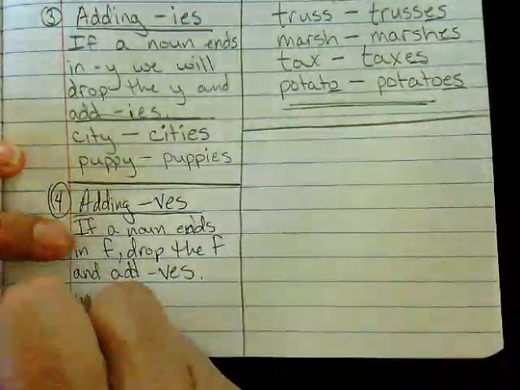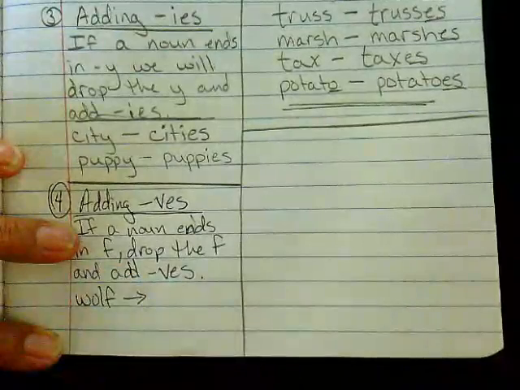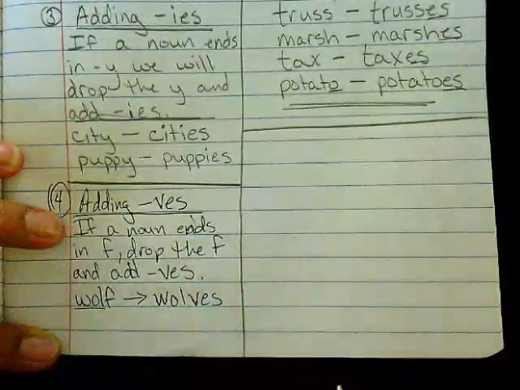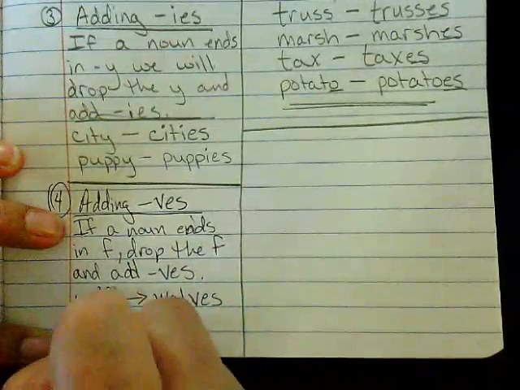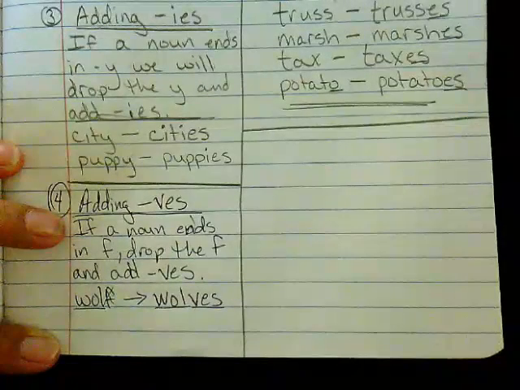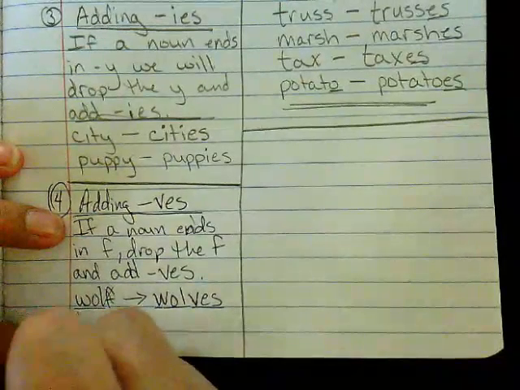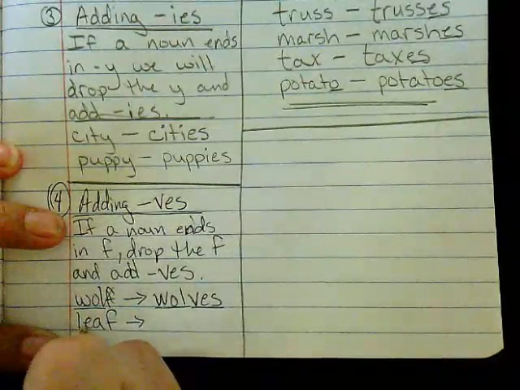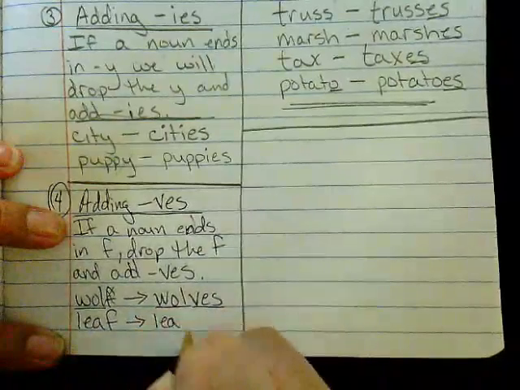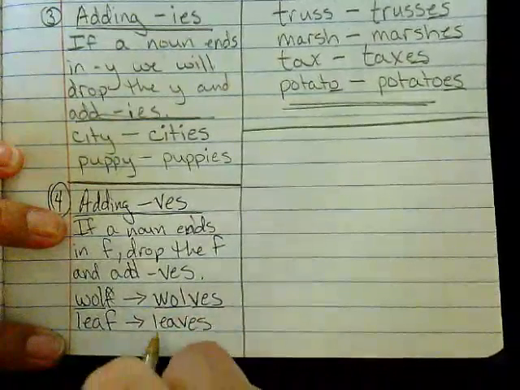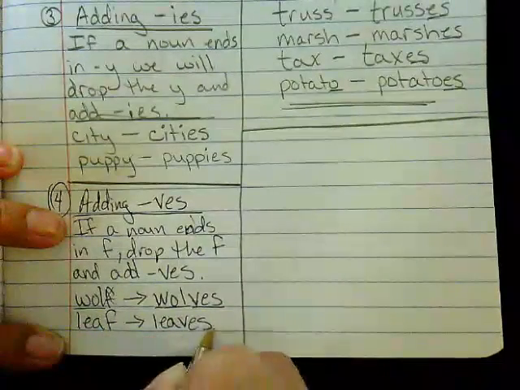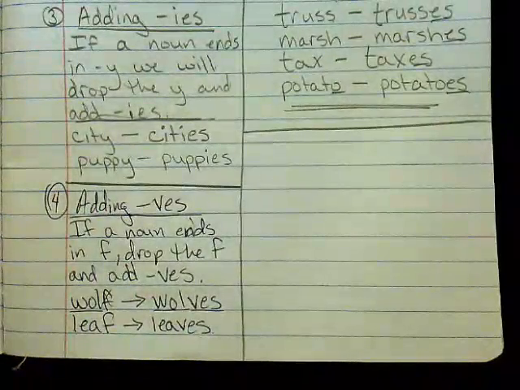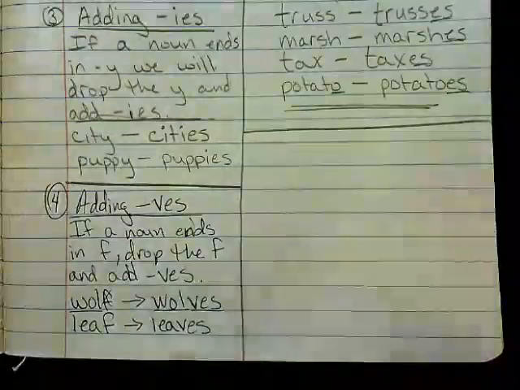For example, we have wolf. We would change that to a pack of wolves. The WOL stayed the same, but I dropped the F and I added VES. Okay? How about this one? A leaf on a tree. I'm going to keep the LEA, that stays the same, and add VES. Leaves. Drop the F, add VES. This is adding VES to make a noun plural. If it ends in F, you drop the F and add VES.